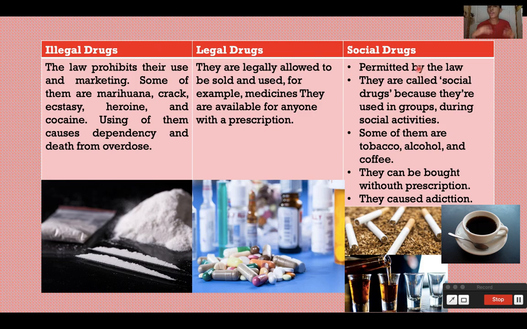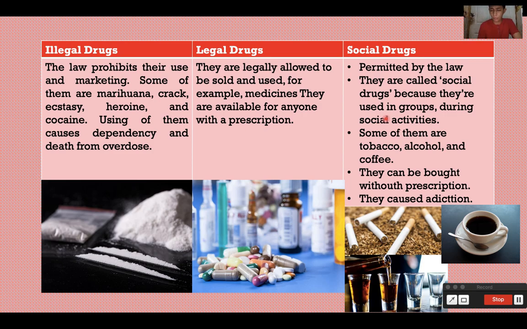Okay, social drug. What is a social drug? Okay, it says that they are permitted by the law. They are called social drugs because they are used in groups during social activities. That's why their name is social, because most of these drugs are used in meetings, when you go to a place and you are with your friends.